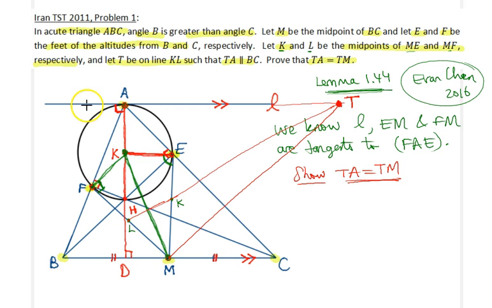Notice that T is on this line and TA is parallel to BC. Now I want you to focus on these tangent lines EM and FM. Apparently K and L are the midpoints of those two tangents. That reminds me of an earlier result. Let me open a new page and describe this result here.